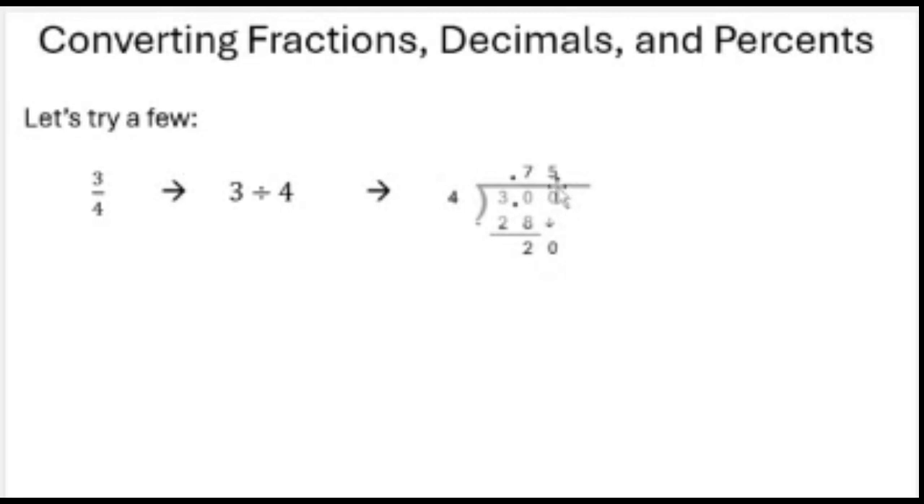So 5. Multiply back. 5 times 4 is 20. And subtract, and you get 0. And that tells you that you're done. There's no point in going any further. So there we have the process. And you can see this is easily the worst one of all, of going from a fraction to the decimal, a little bit of long division to get our answer, 0.75.